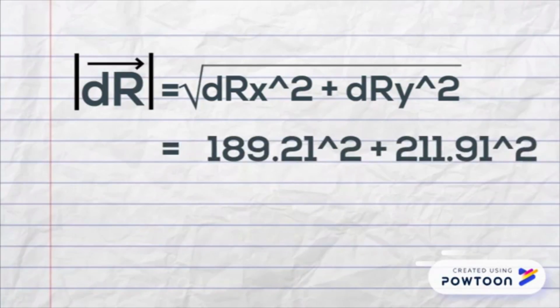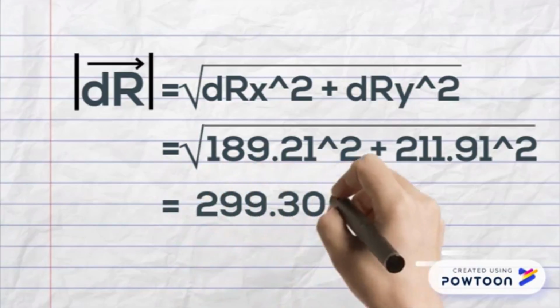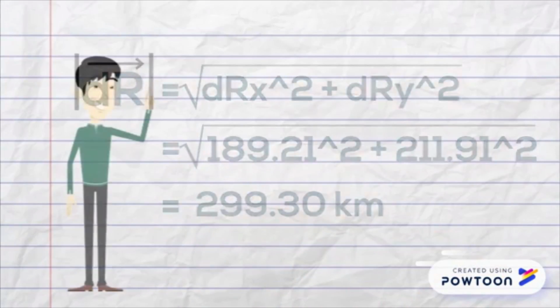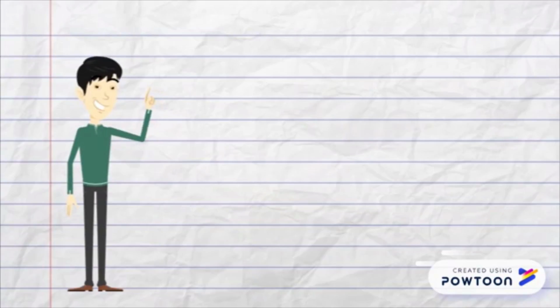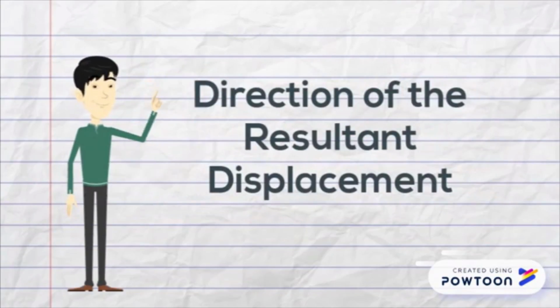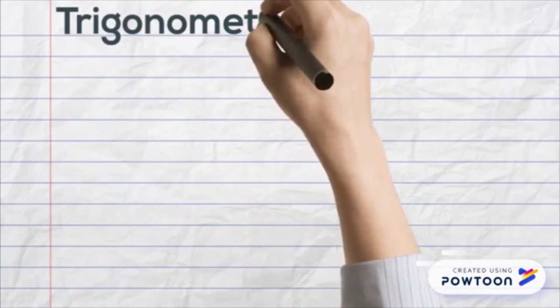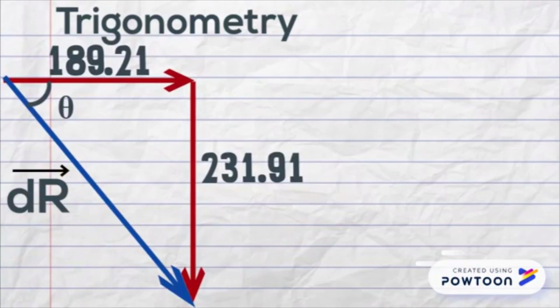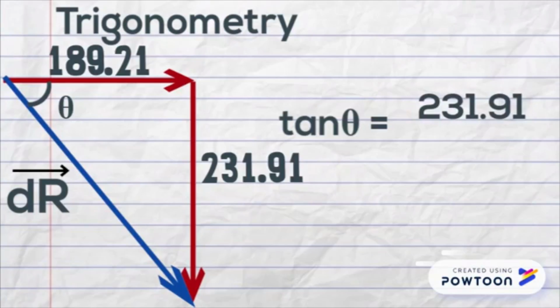Substitute the values and you'll find the magnitude is equal to 299.3 kilometers. So now what's left? Yeah, you're right. The direction of the resultant displacement. Use trigonometry to find the angle because the angle gives the direction. Tangent theta is equal to y component over x component.